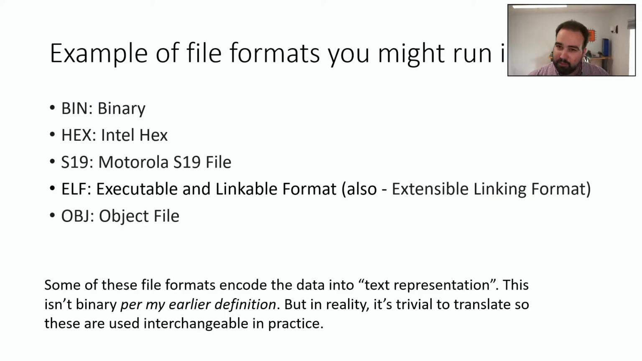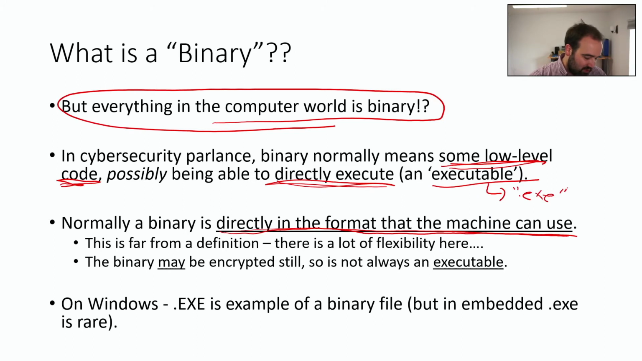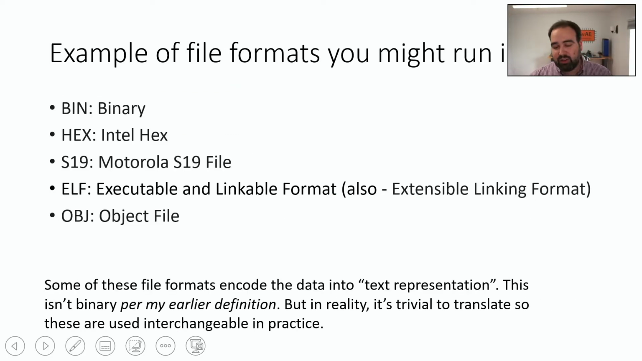So in the embedded space, on Windows, I mentioned .exe is an example. This is an executable file. It's also a binary. What you might run into in embedded is different. We typically won't have .exe files. A lot of embedded systems are not running Windows. We might have files like this.